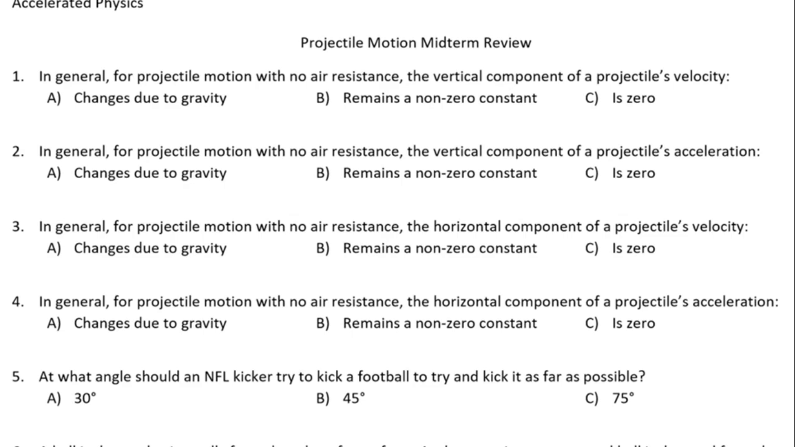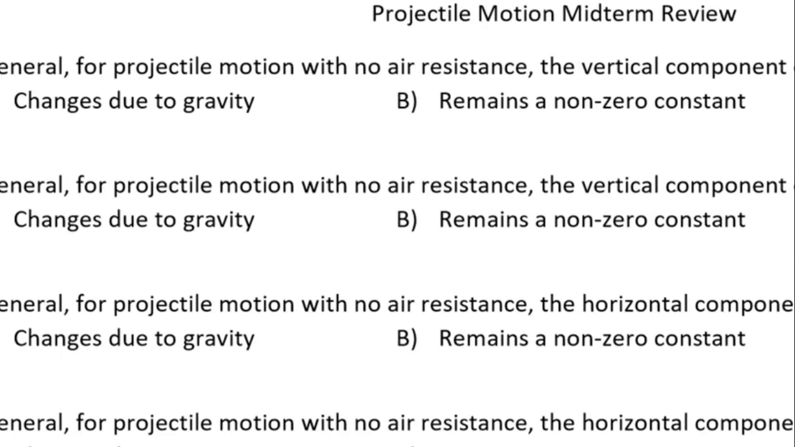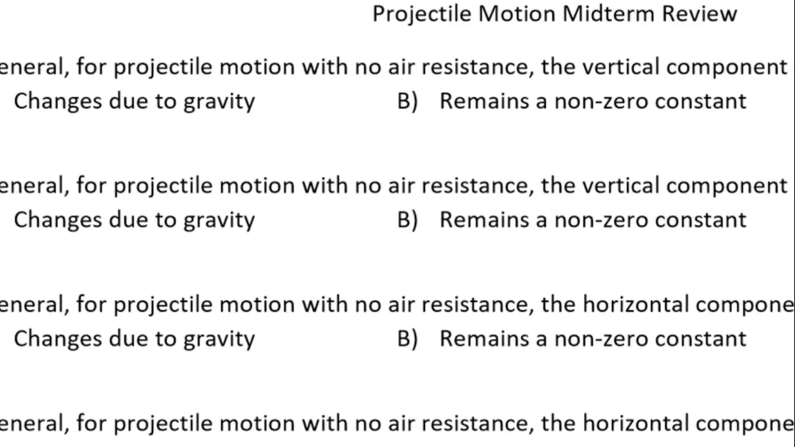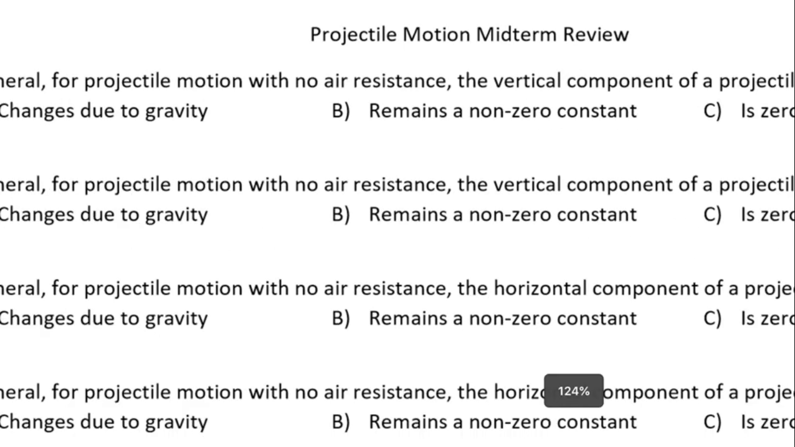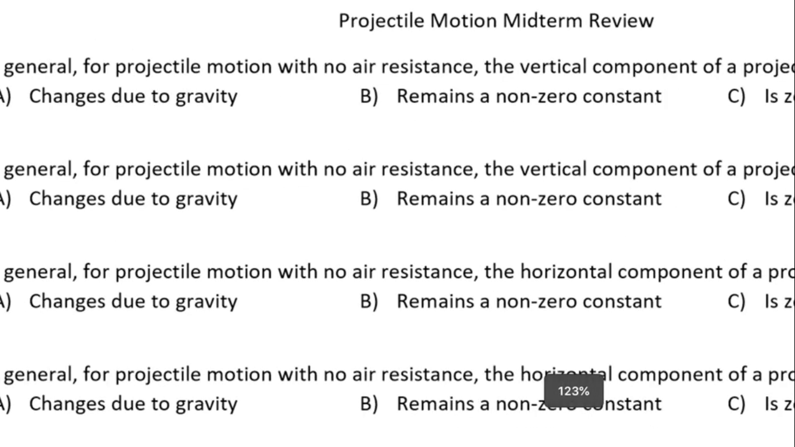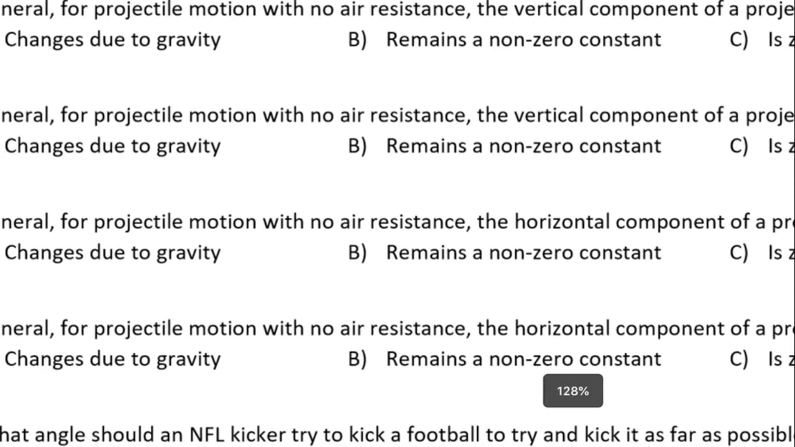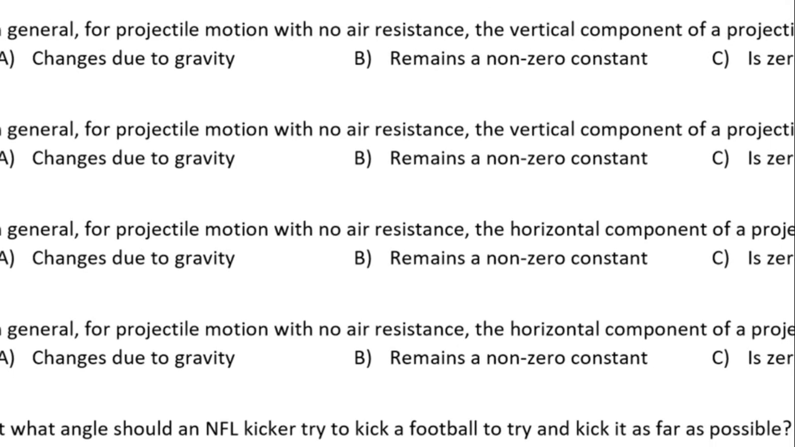All right, so let's look at some of these multiple choice questions. Kind of go through them one at a time here. So in general, for projectile motion with no air resistance, the vertical component of a projectile's velocity. Looks like I'm going to zoom out a little bit more.